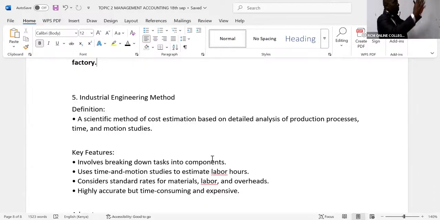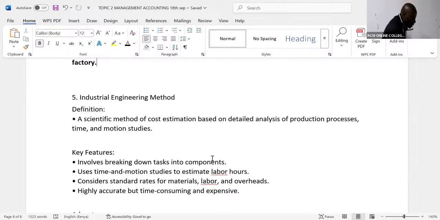You break down a project, for example, if you wanted to build a house today, you need to excavate your trenches for the foundation, lay the foundation, and so on. In this case, we have the slab, and then you start doing what we call the superstructure. So you must list all those activities. In industrial engineering, you break down all the tasks into individual components.